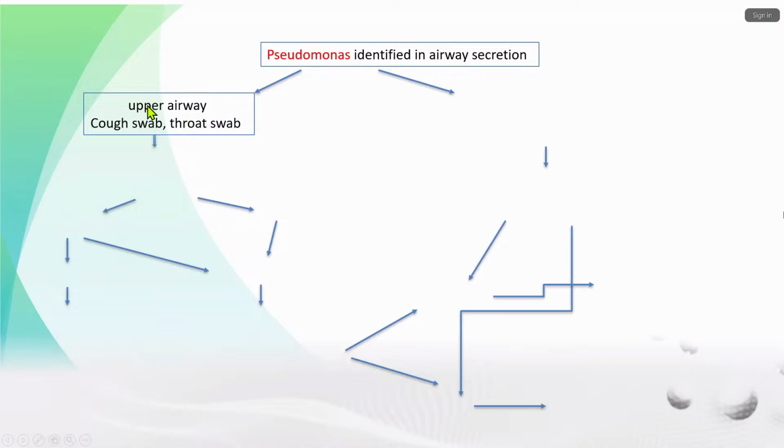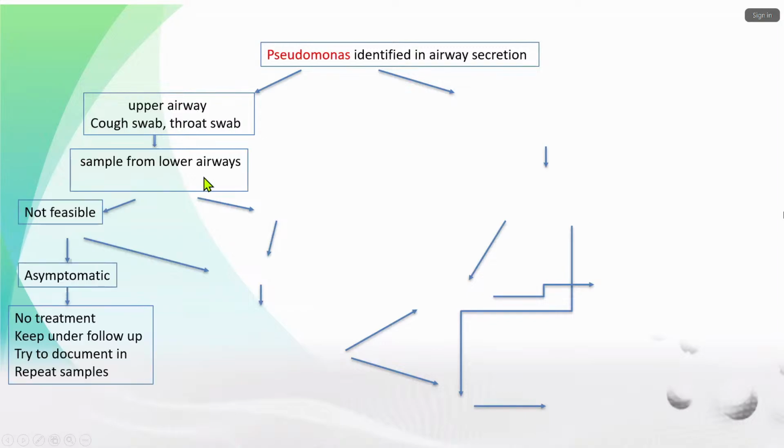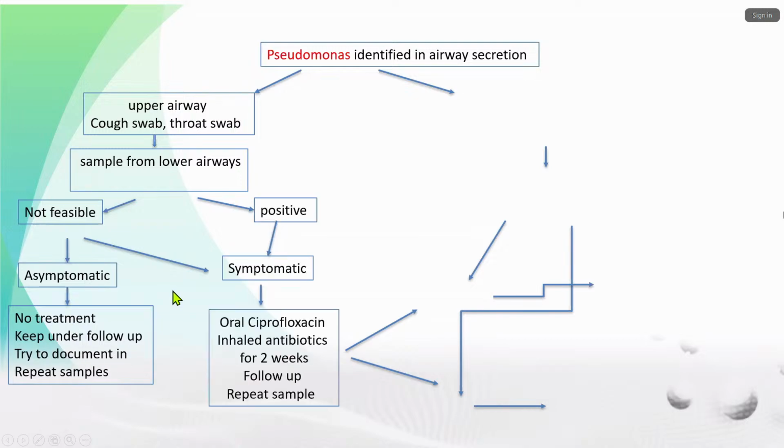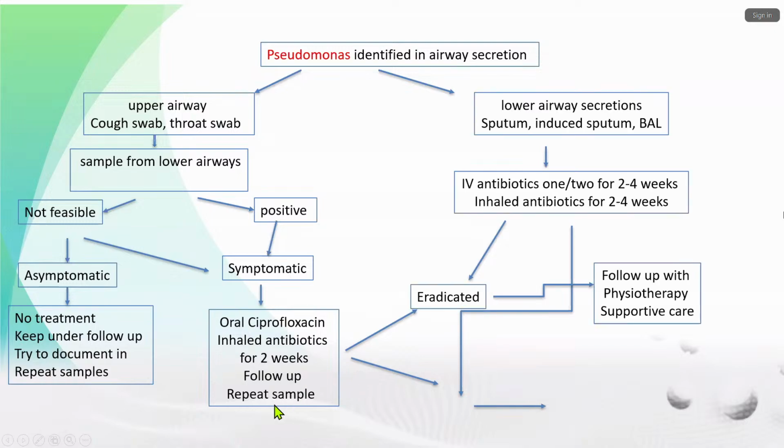Once there is a Pseudomonas, if it is from the upper airway, like a cough swab or throat swab, in that case we try to document a lower airway sample. If that is not feasible and the child is asymptomatic, then no treatment; keep under follow-up and try to document in the repeat sample. If it is possible to do lower airway sampling, and the child is symptomatic and positive, then you give oral ciprofloxacin and inhaled antibiotic for 2 weeks, followed by a repeat sample.